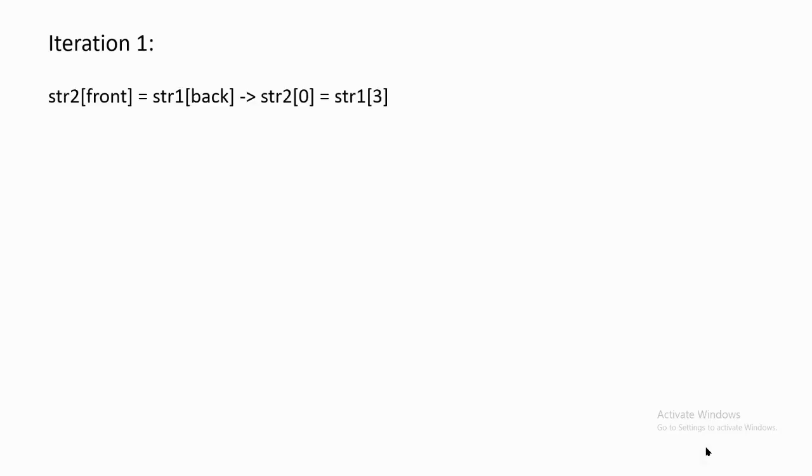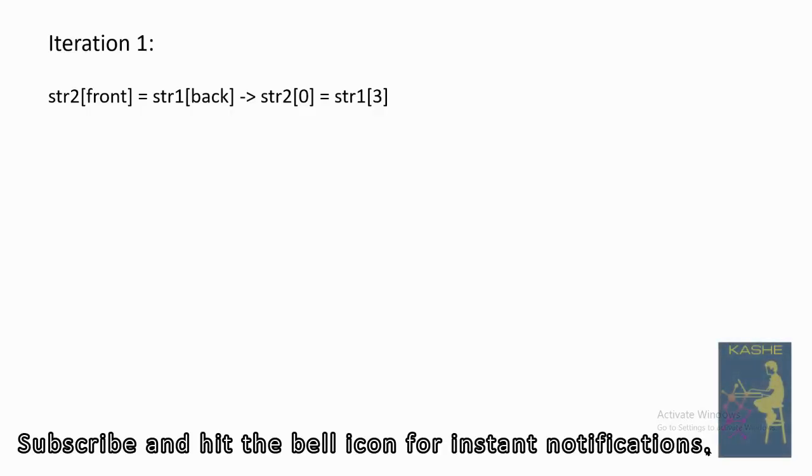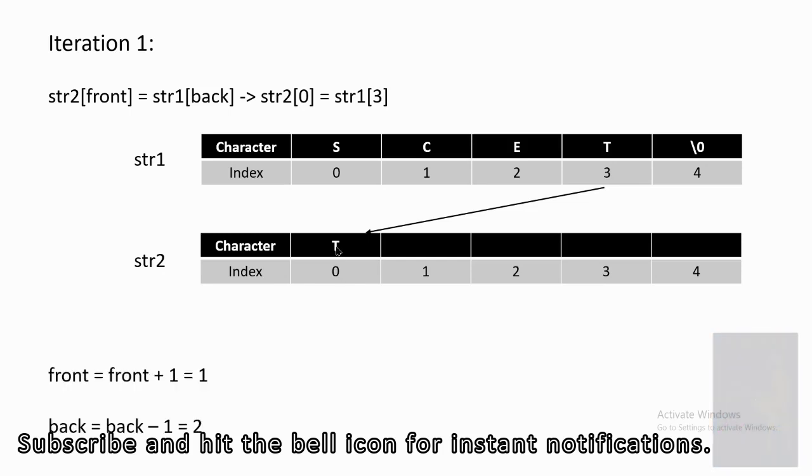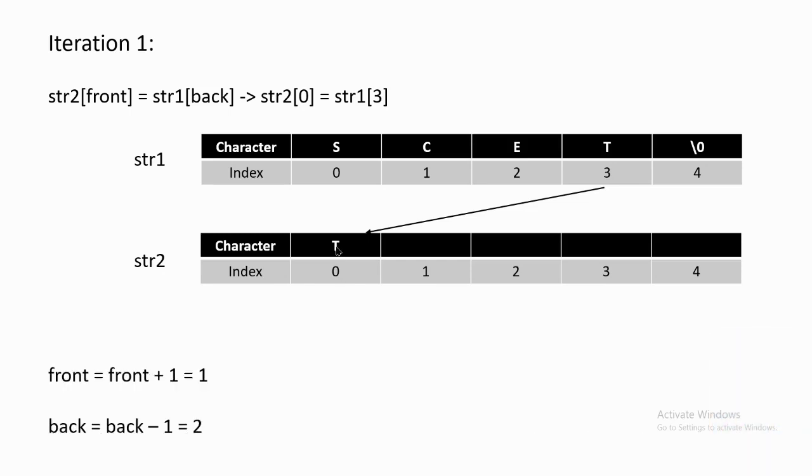Now iteration 1. The first step is copying a character from string1 to string2 using the back and front pointers respectively. Since front is initialized with 0 and back is initialized with 3, the character at index 3 in string1 is copied to position 0 in string2. See, we have the character t at index 3 in string1 that is copied to position 0 in string2. After that, front is incremented and back is decremented. Now front has 1 in it and back has 2 in it.